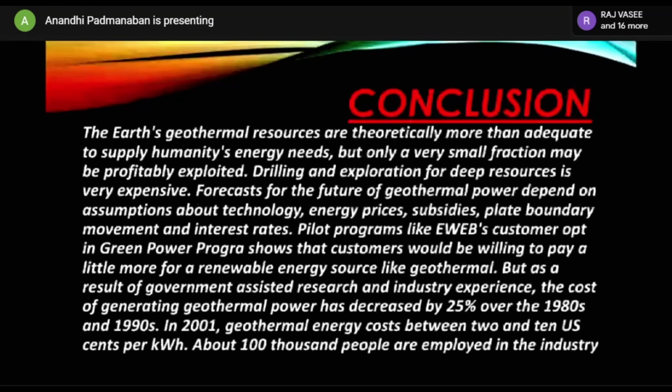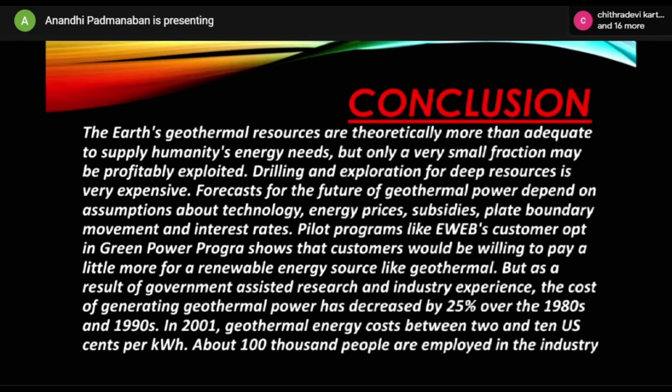Conclusion. The Earth's geothermal resources are theoretically more than adequate to supply humanity's energy needs, but only a very small fraction may be profitably exploited. Drilling and exploration for deep resources is very expensive. Forecasts for the future of geothermal power depend on the assumptions about technology, energy prices, subsidies, plate boundary movements, and interest rates.